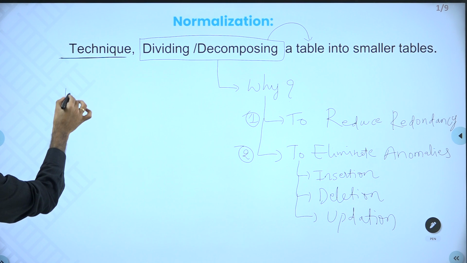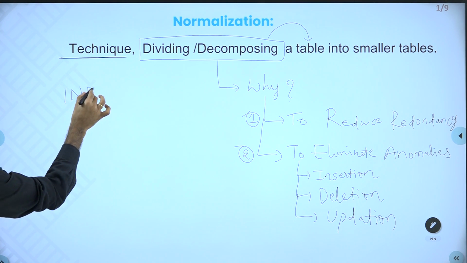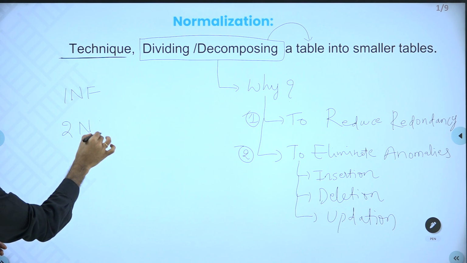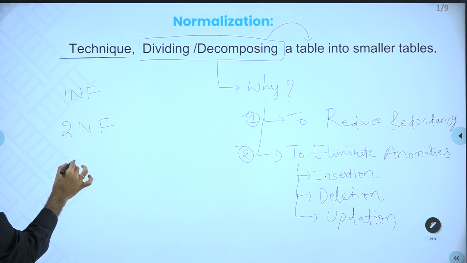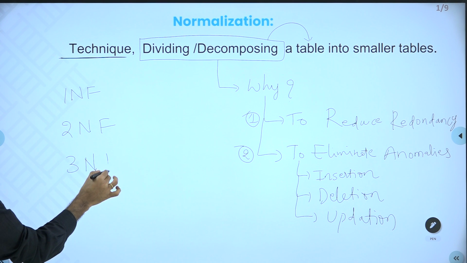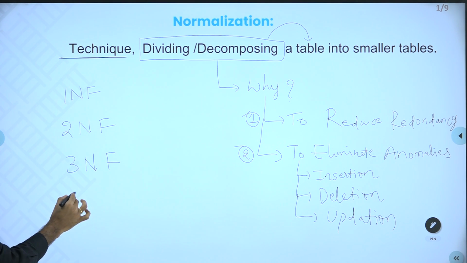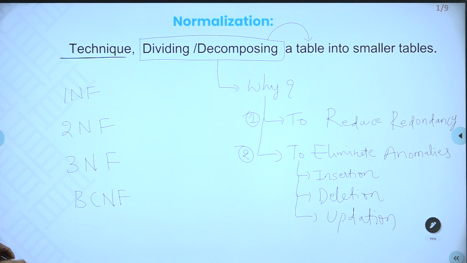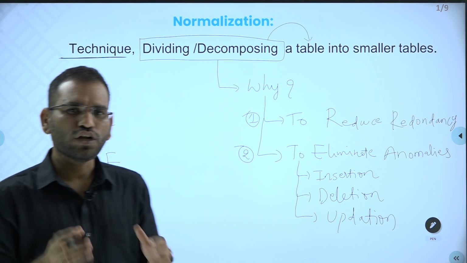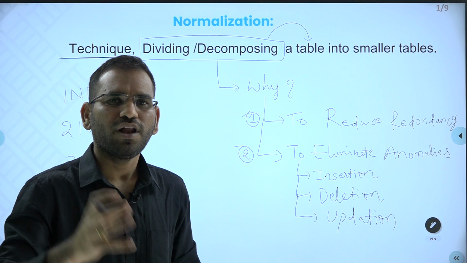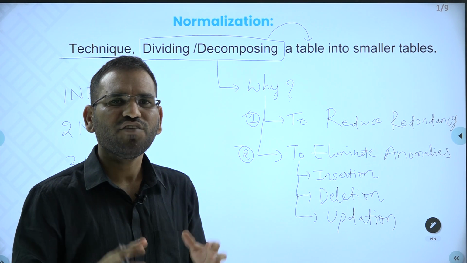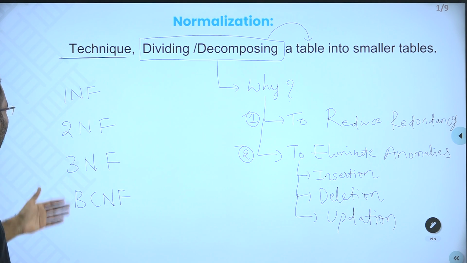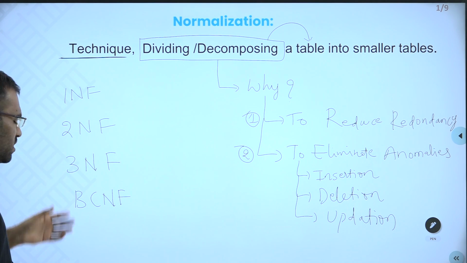One is first normal form. Second one is second normal form. Third one is third normal form. Fourth one is BCNF. And next are fourth normal form and fifth normal form, like that we are having. But in our GATE syllabus, we are having only first normal form, second normal form, third normal form, and BCNF.